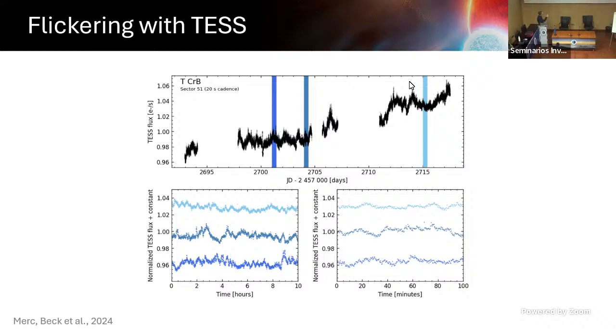And there are three sections shown here. And you basically see that this is what we are actually looking for. This is the variability on the time scale of minutes or hours. And that's connected with the disk.